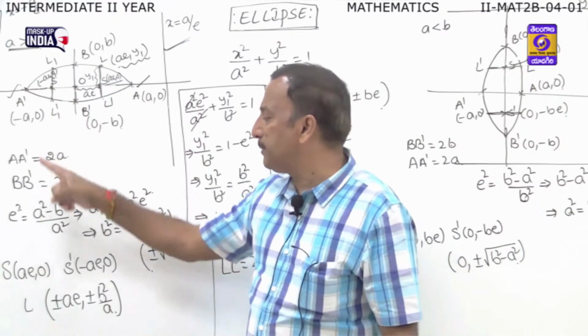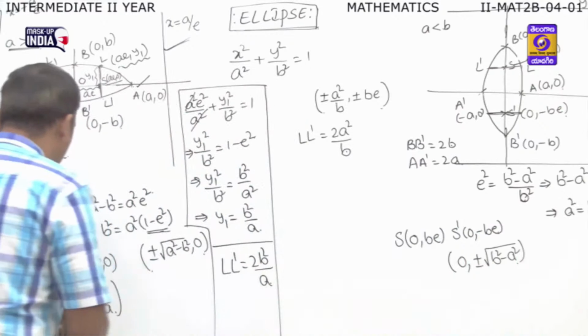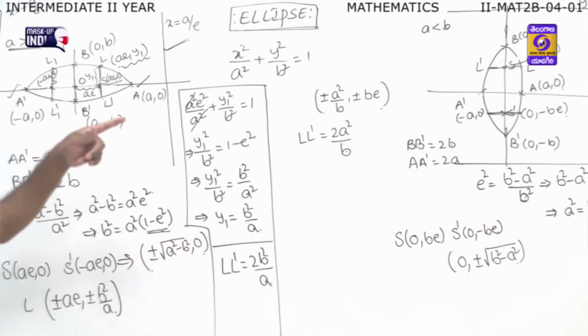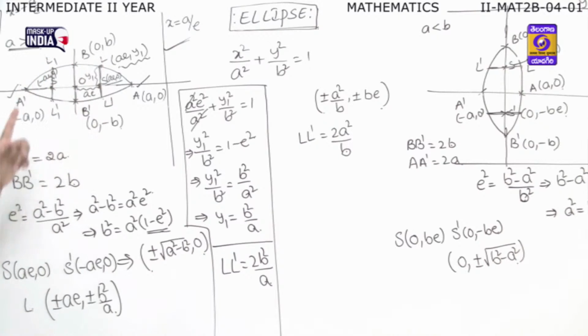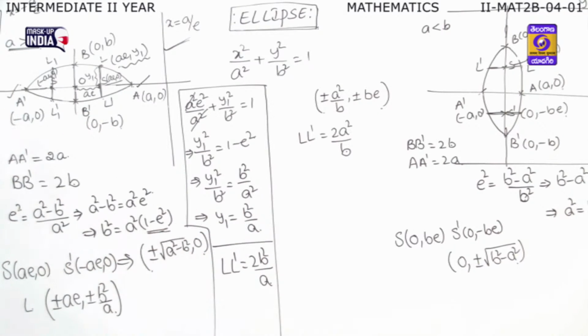The foci of the ellipse are S ae comma 0, S dash minus ae comma 0, and these foci can also be expressed like this, plus or minus root of a square minus b square comma 0. The directrices of the ellipse are x is equal to a by e and x is equal to minus a by e. These are the directrices of the ellipse, and the extremities of the latus recta are plus or minus ae comma plus or minus b square by a. The length of the latus rectum is 2b square by a. This is when a is greater than b.